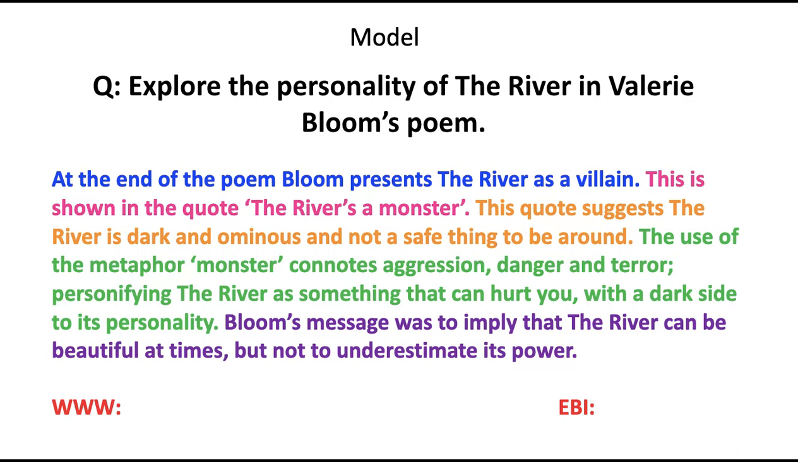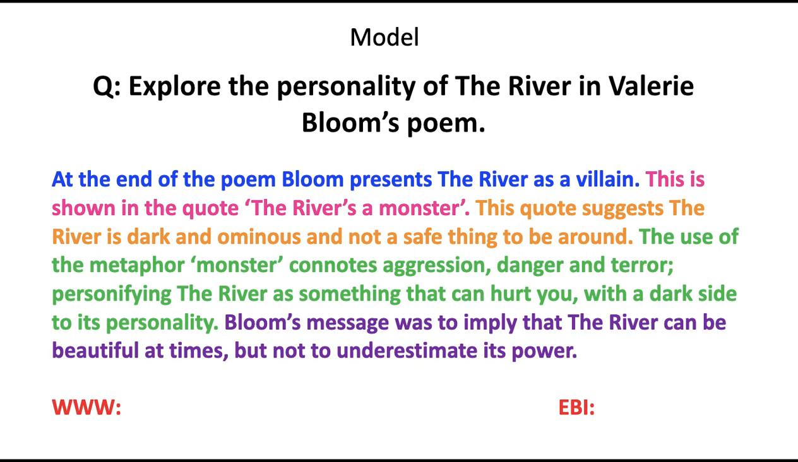So I've given you a model P paragraph and I've colour-coded it as we do in class. So each colour represents a different part of the steps of success. So explore the personality of the river in Valerie Bloom's poem. At the end of the poem, Bloom presents the river as a villain. This is shown in the quote, "The river's a monster." This quote suggests the river is dark and ominous and not a safe thing to be around. The use of the metaphor monster connotes aggression, danger, and terror, personifying the river as something that can hurt you, with a dark side to its personality. Bloom's message was to imply that the river can be beautiful at times, but do not underestimate its power.